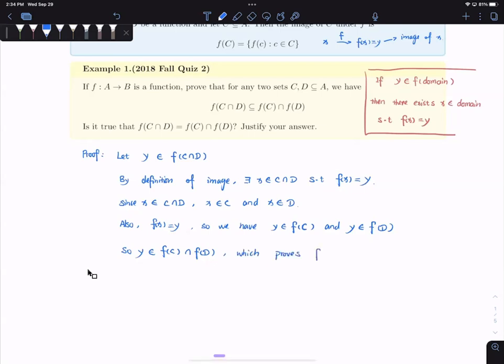Which proves f of c intersect d is a subset of f of c intersect f of d. How do we know this is an image? F of domain is an image. Does that make sense? Yeah, f of domain is an image.